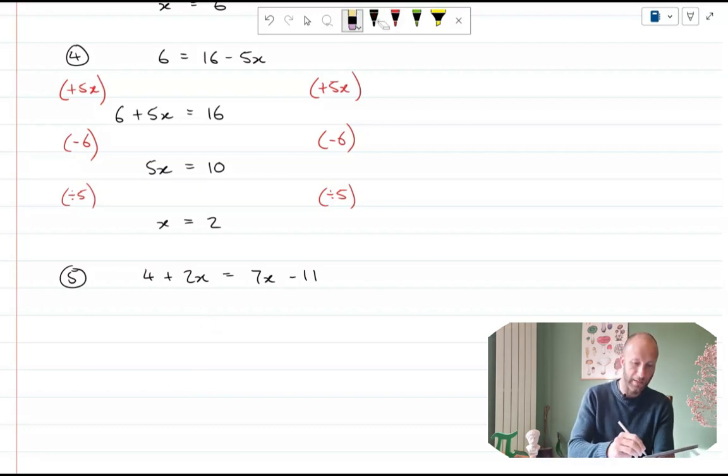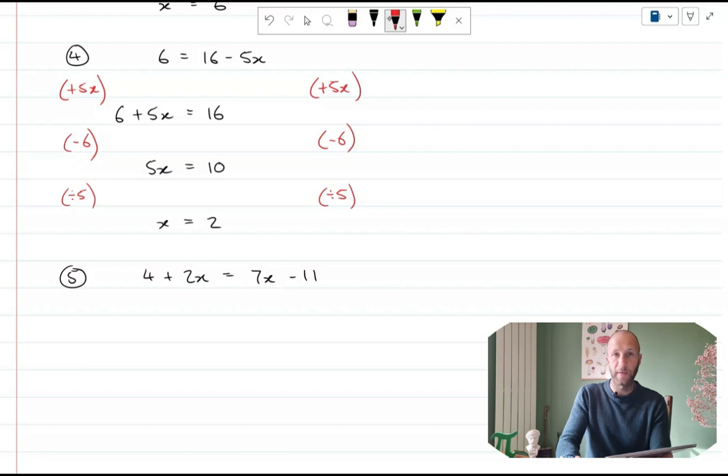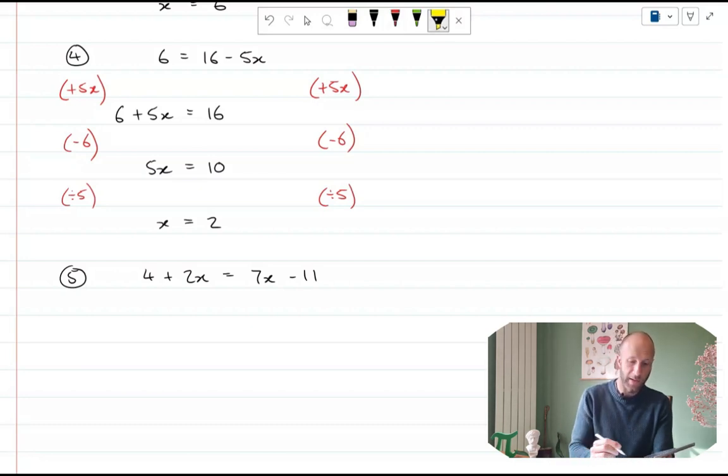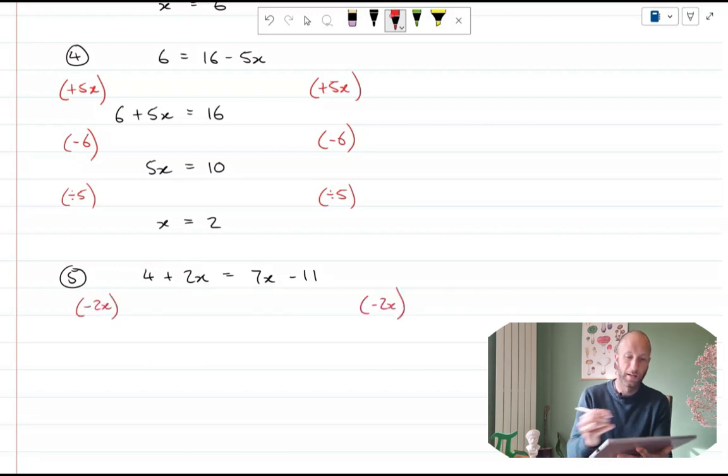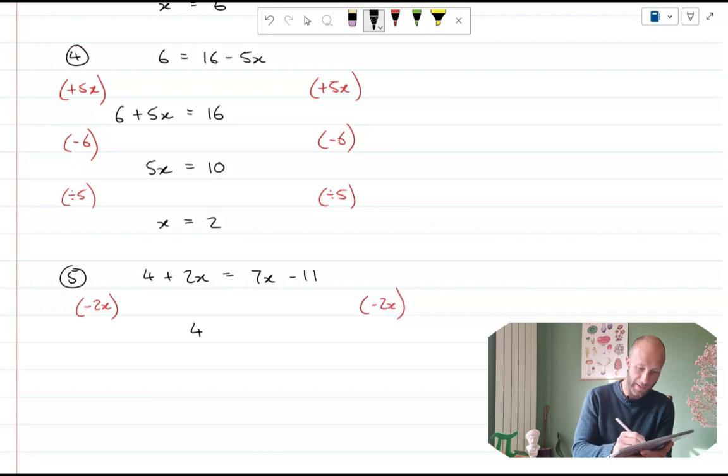So we can use some of the techniques used earlier in this video to get the x's on one side. No negative x terms in this, but if I want to combine the x's on one side, if I look at this plus 2x, if I subtract 2x from the left, and therefore I'll have to do it to the right. So if I subtract 2x from both sides, then on the left, I'll actually be left with 4.